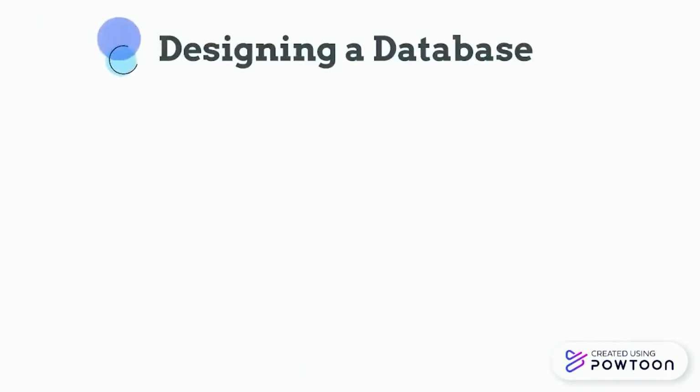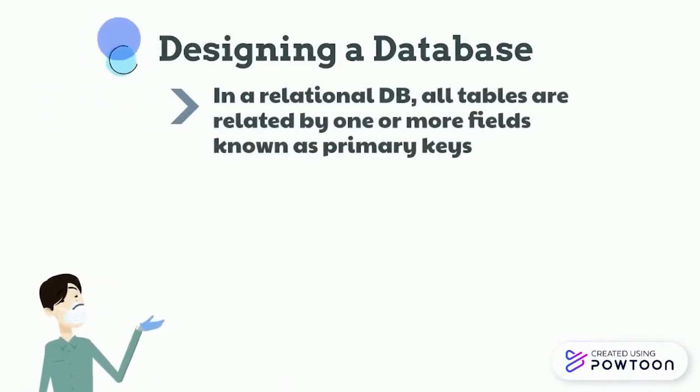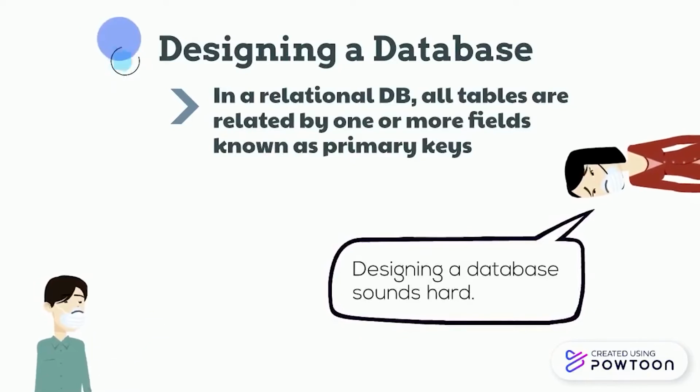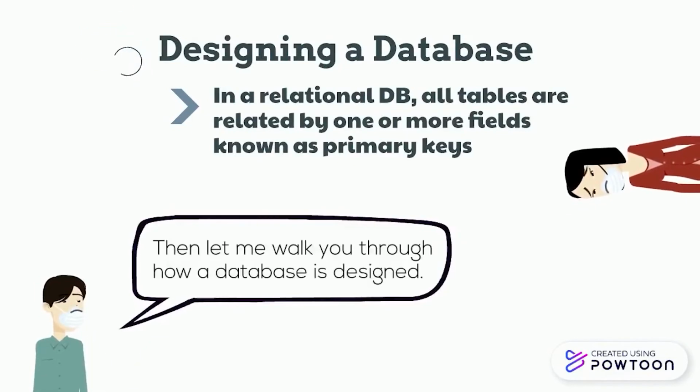Now let's proceed to designing a database. In a relational database, all tables are related by one or more fields known as primary keys. Designing a database sounds hard. Then, let me walk you through how a database is designed.